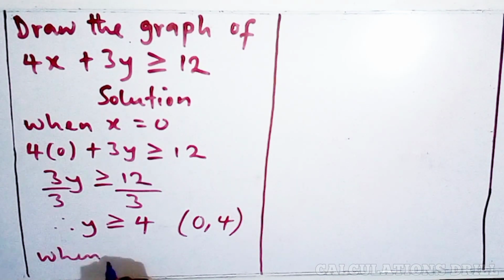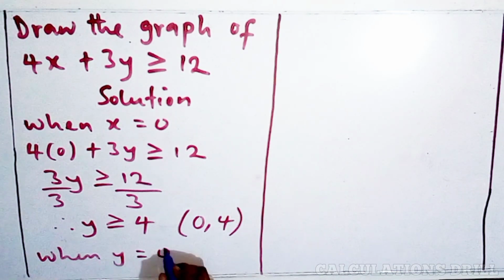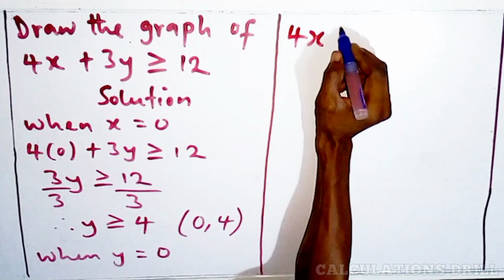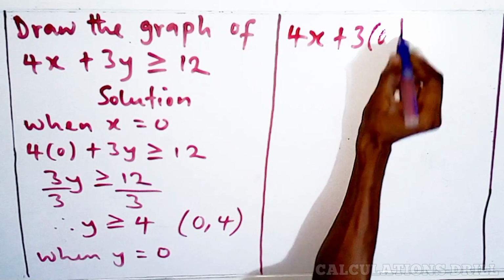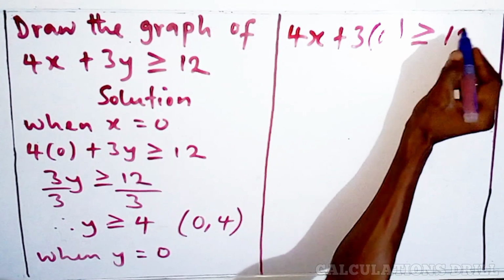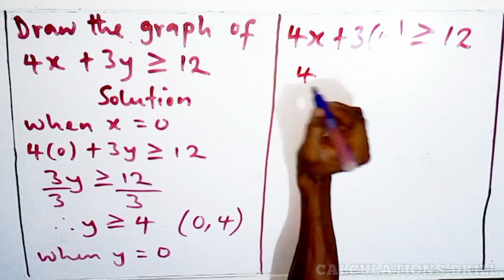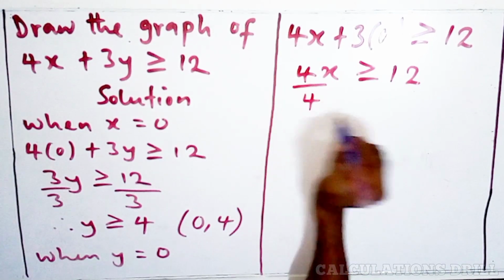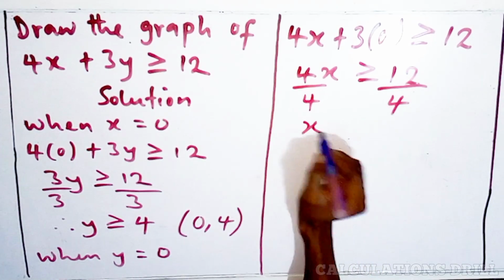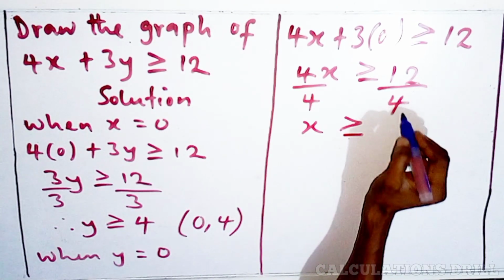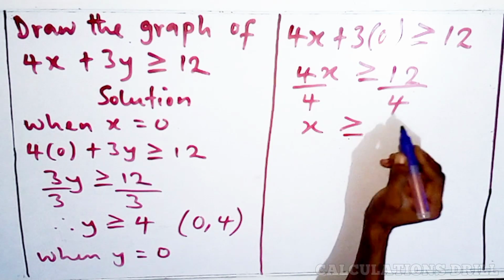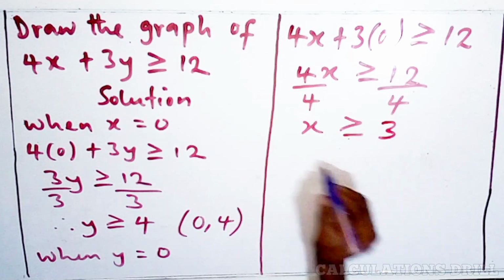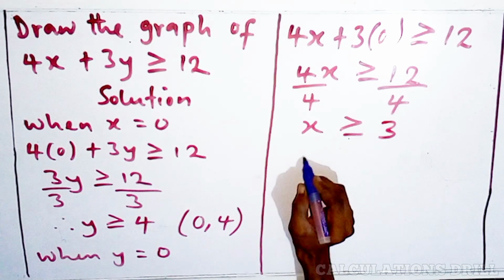When y is equal to 0, that means in our equation, anywhere you see y, you put 0. That is what it simply means. And when we did that, we got 4x is greater than or equal to 12. Then we divide both sides by 4 so that we can get the value of x. Then x is equal to 3. So our coordinates now will be 3 and y is 0.